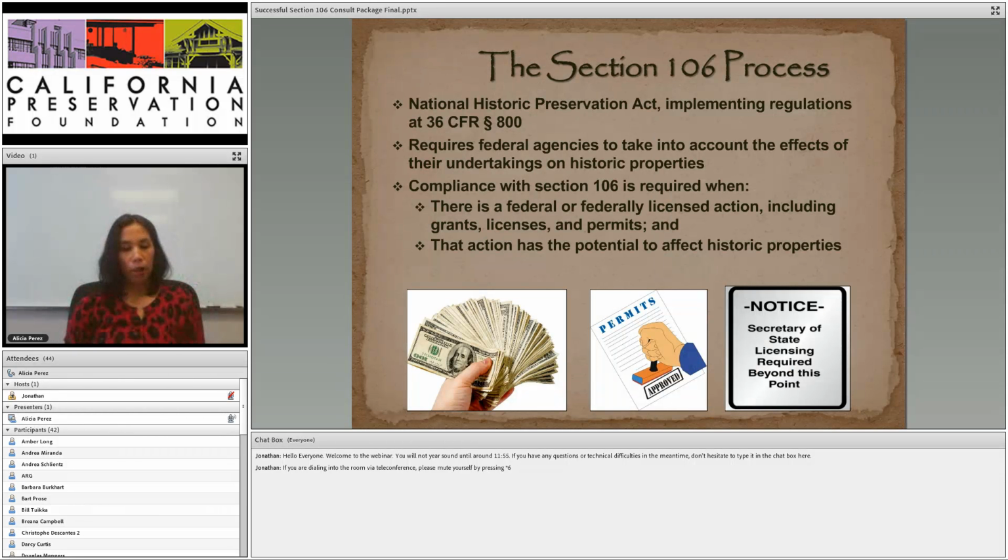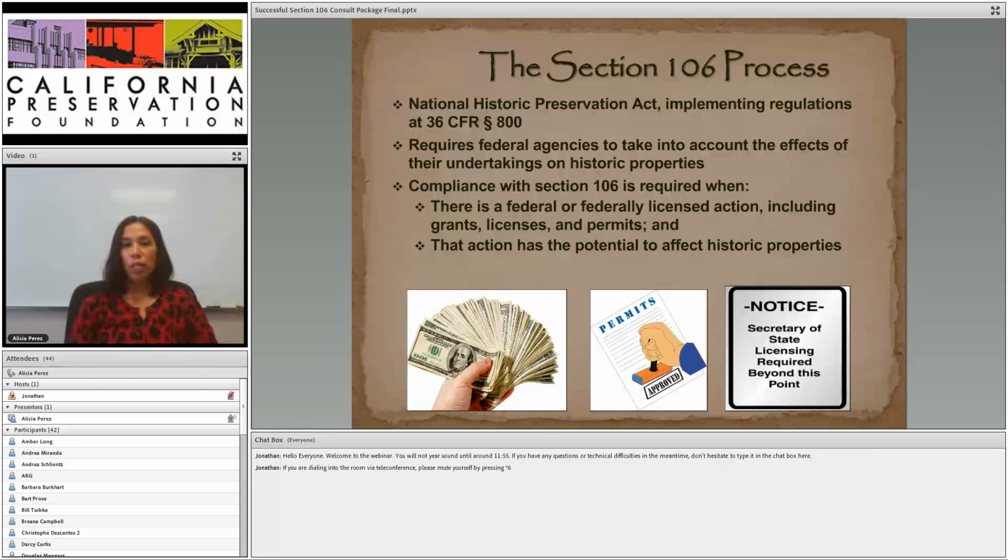So I'd like to start with the impetus of why you are consulting with the State Historic Preservation Officer in the first place. Consultation with the SHPO is required by the Section 106 process of the National Historic Preservation Act and its implementing regulations at 36 CFR 800. Section 106 requires federal agencies to take into account the effects of their undertakings on historic properties. And one way in which they do this is by consulting with the SHPO.